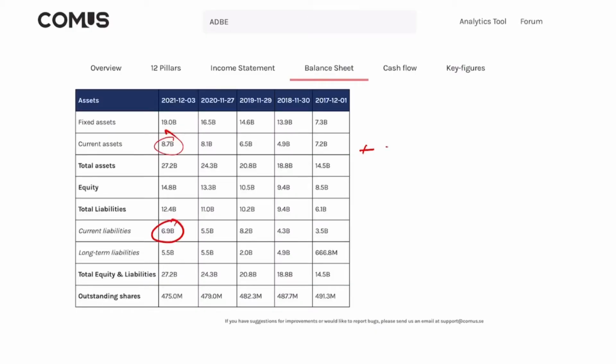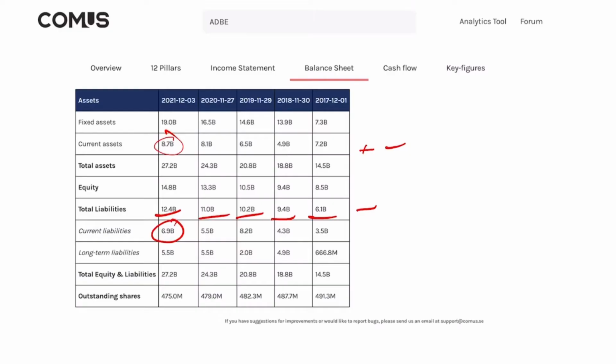which is negative. And if we look at the total liabilities, we can see that it has gone from $6.1 billion up to $12.4 billion, and these numbers have been growing steadily every year. That is a negative. I would like to see the company reduce their total liabilities, also reduce the rate at which the total liabilities are growing.